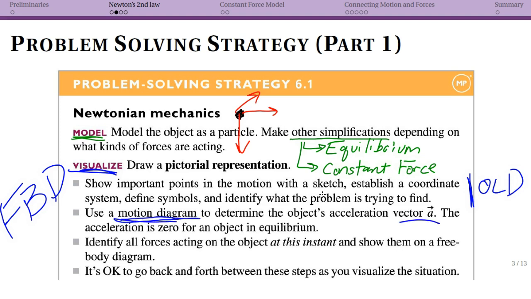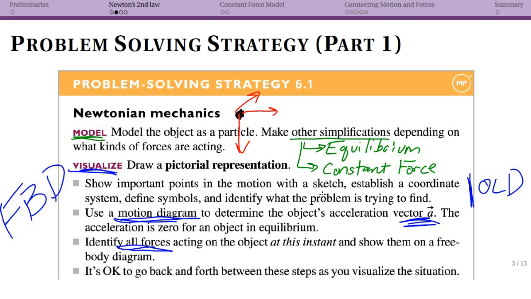Then look, it suggests to use a motion diagram. Why? Because we want to think about the acceleration vector a. If we had equilibrium, we would know that it's 0. It says that in the next sentence. However, in any other situation, you want to find your vector a because that's going to tell you the direction of your net force.